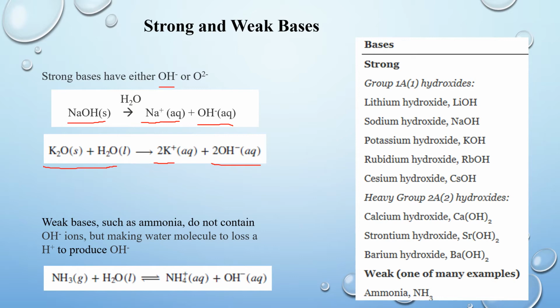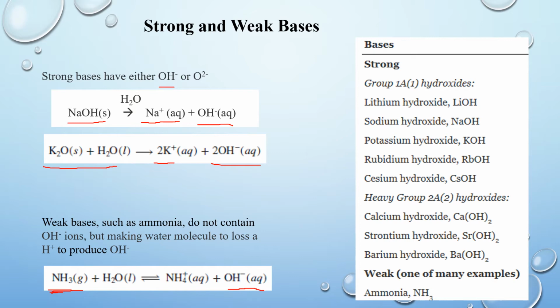They will fully dissociate and generate the hydroxide ion. And for a weak base, they do not contain the hydroxide ion in their formula, like ammonia. So you do not see OH, but they can generate hydroxide ion by ripping off a proton from water.